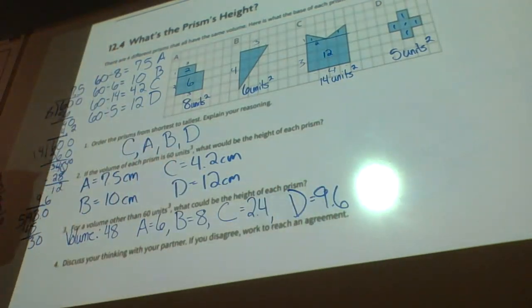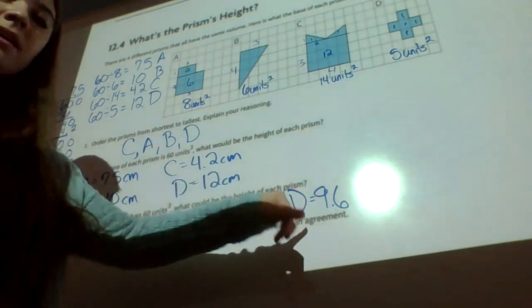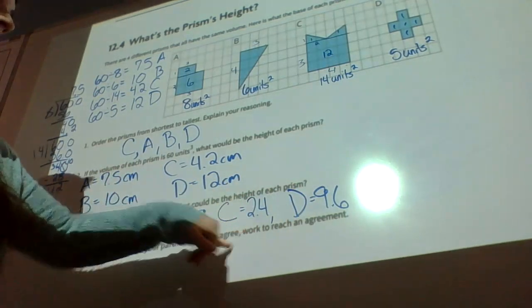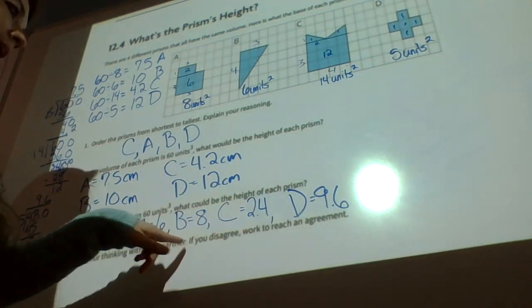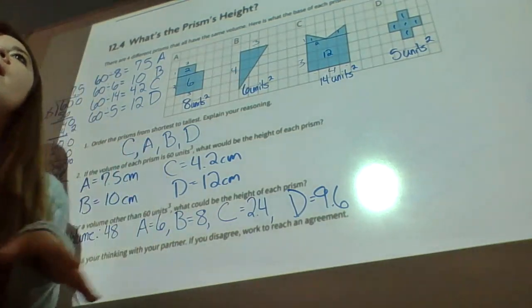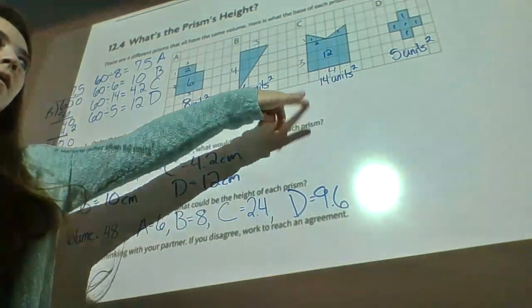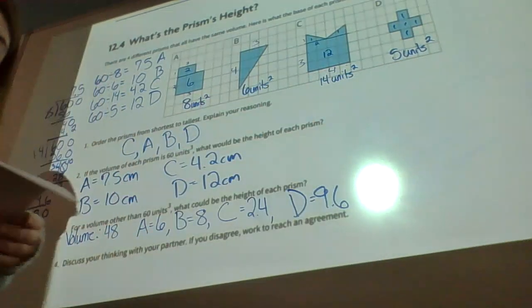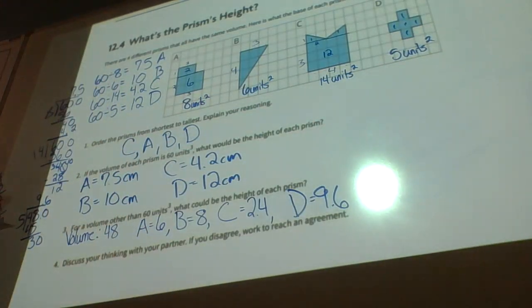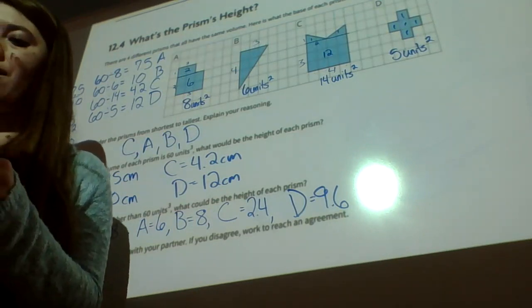So once again, D still has the largest height, C still has the smallest height, and A and B are there in the middle. So no matter what you do with the volume, you're always going to have the largest height for D and the smallest height for C every single time. So questions on that?